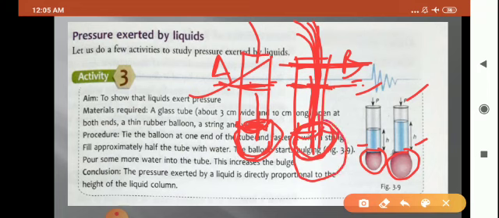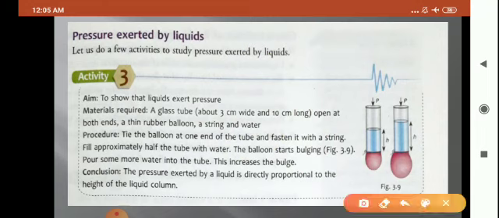So here the height of the liquid column is up to here, and here the height of the liquid column is up to here. So what can you find, children? You can find that as the height of the liquid column increases, the bulginess of the balloon is increasing. It means the pressure exerted by the liquid increases.